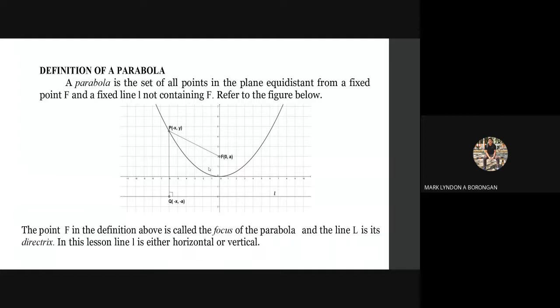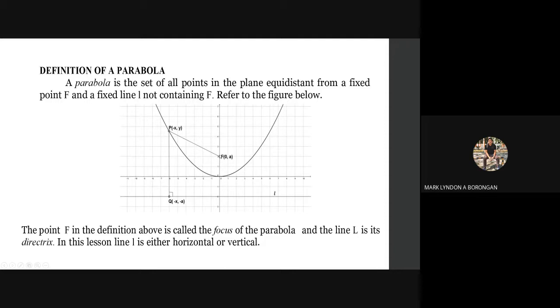A parabola is the set of all points in the plane equidistant from a fixed point F and a fixed line L not containing F. So, we refer to the figure below. A parabola is a set of all points in the plane equidistant from a fixed point F, so this is your F, and a fixed line L. So they are equidistant.